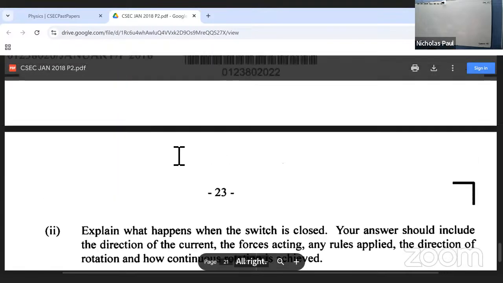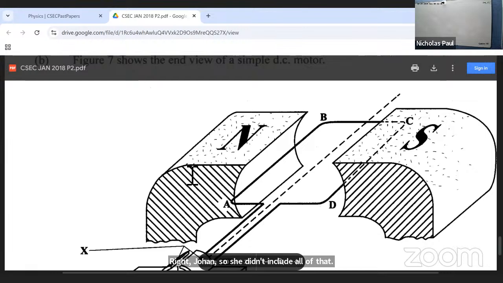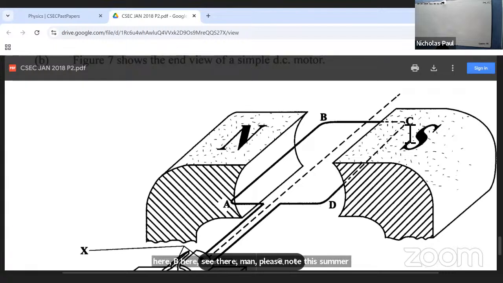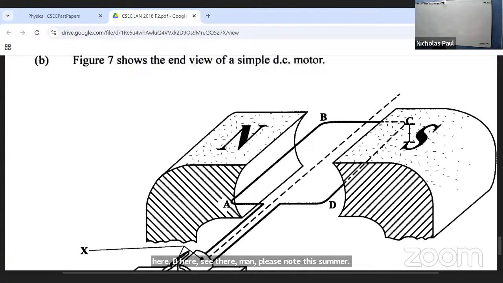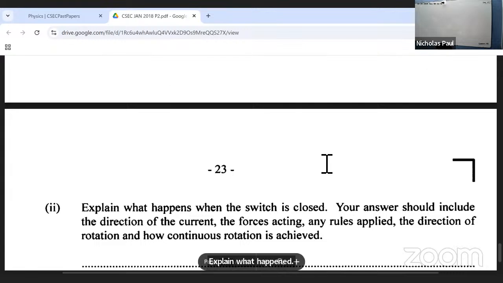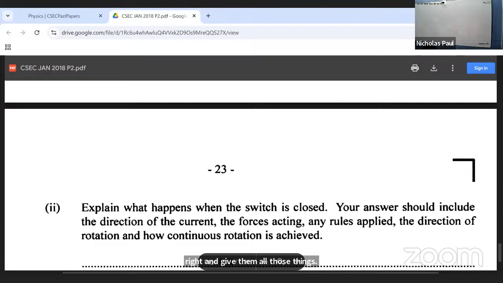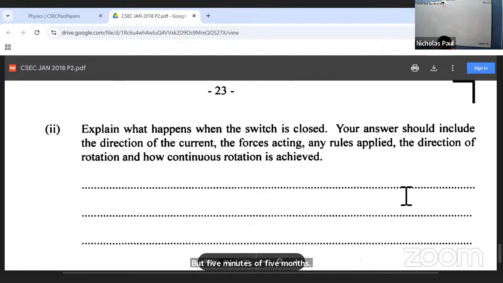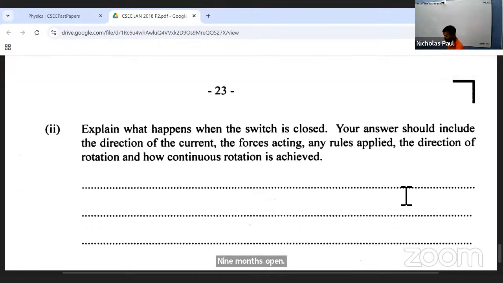So, from a diagram: A here, B here, C there, and D there, magnetic field. Note this out. Explain what happens, and give them all those things. Go ahead. It's 9 marks, sorry, 9 marks for that. Easy 9 marks. So without looking back, try to see if you can write all this stuff.